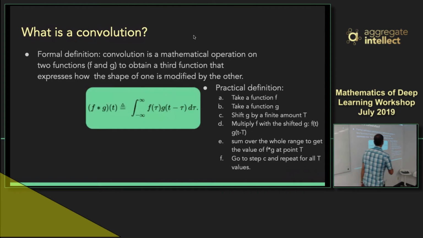So here it is. You have two functions. This function is, let's say, a top hat. This one is the second top hat function. And when you say t minus tau and t changes, that means you take the second function and you slide it from minus infinity to plus infinity. And at every point t, you multiply all of the functions point by point, and then you sum them up.